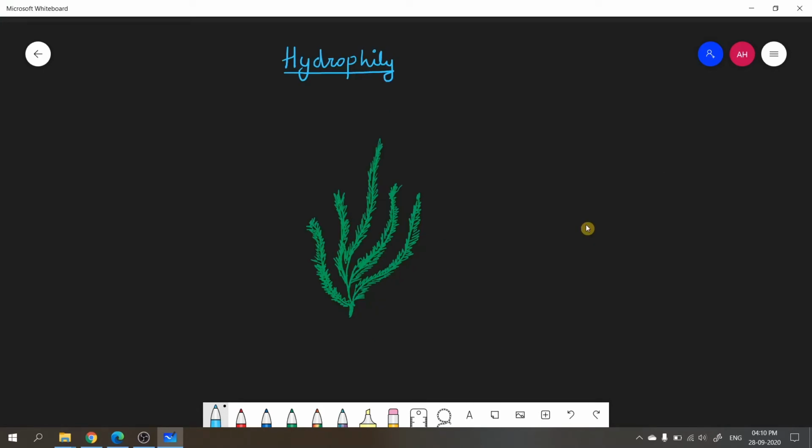Let us now understand the characteristics of hydrophilous flowers. Now, hydrophily is a type of pollination that is carried out with the help of water. So obviously in such plants we do not require insects for pollination. So again the characteristic common to anemophilous flowers is small flowers. The flowers are small and inconspicuous, because they do not have to attract any insect. So that was one important characteristic.